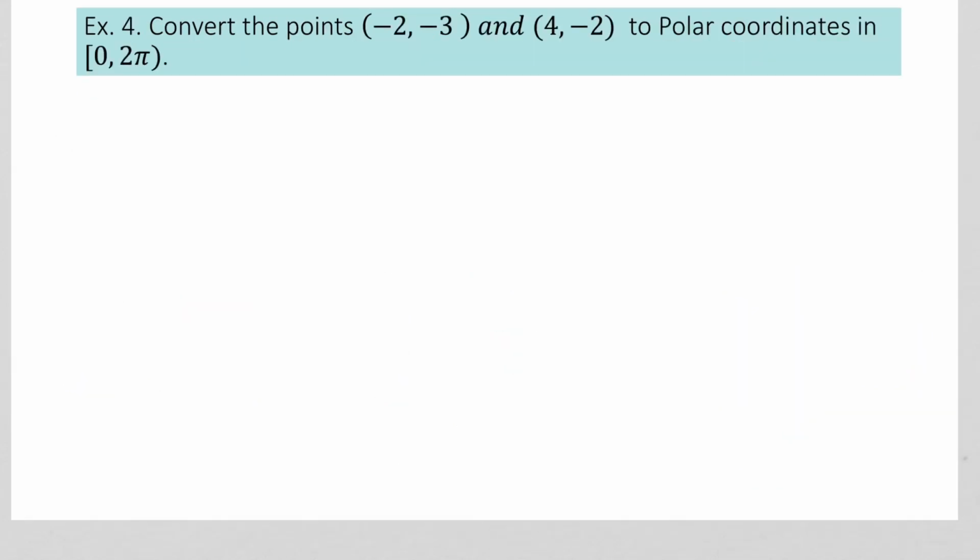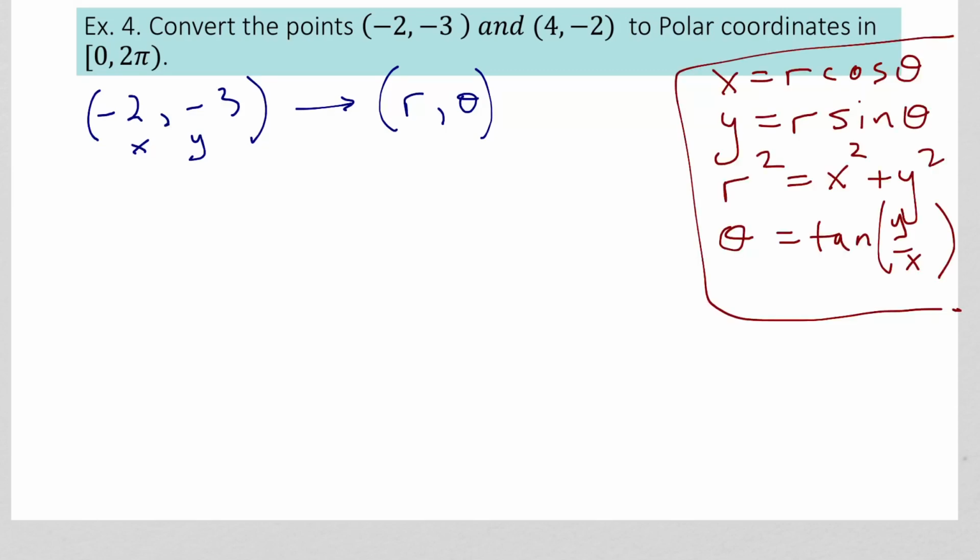Okay, next we're going to start out with Cartesian coordinates, x, y, and we're going to convert to r, theta. Once again, we need our relationships. So we've also got theta is equal to the inverse tangent of y over x. All right?